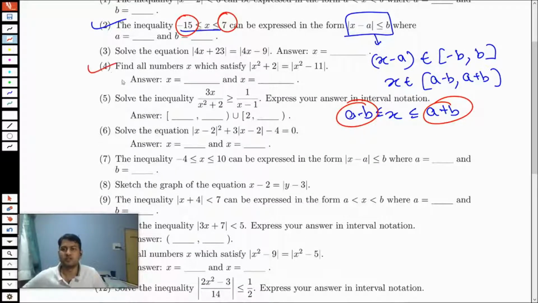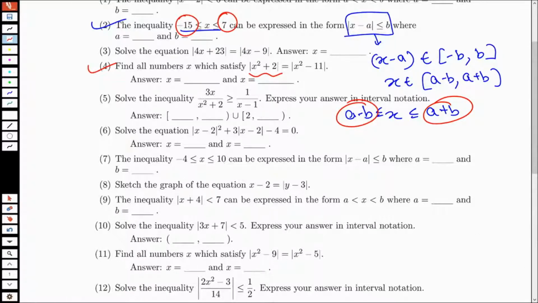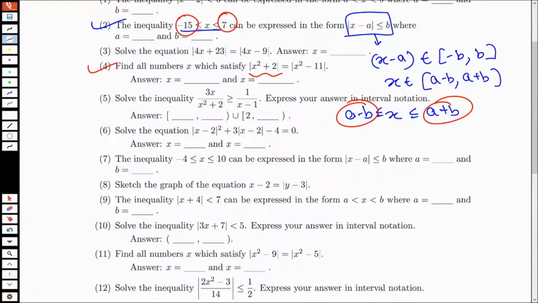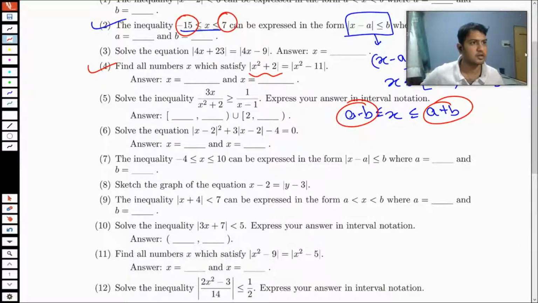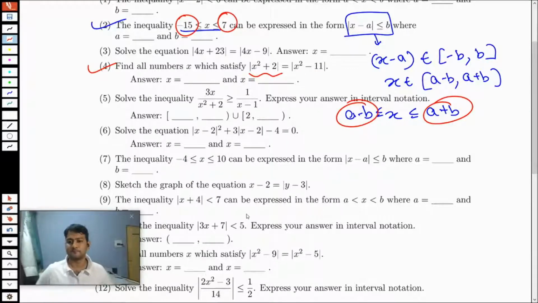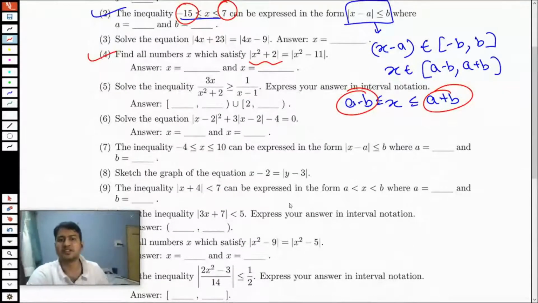Okay. So question number four, you can make a substitution. You can make a substitution here for x square minus 4, just give me a second. Switched off the camera. Yeah, so you can just substitute x square equals t.